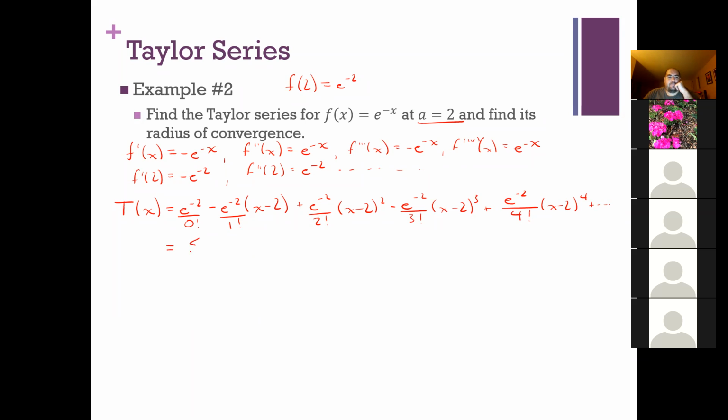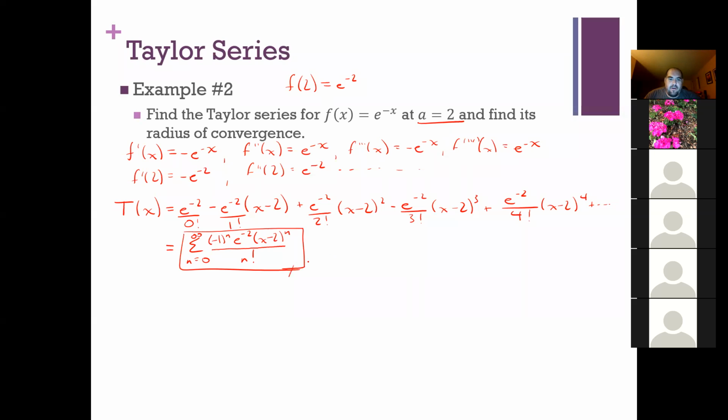So now that we've done that, let's try to generalize. How can I generalize this based on the first several terms that I've written? Would it be negative 1 to the n times e to the negative 2 times x minus 2 to the n, all over n factorial? Yep, I think that's perfect. So that is a good Taylor series for this situation. Let me just make sure all the signs match up. Yeah, that looks great.